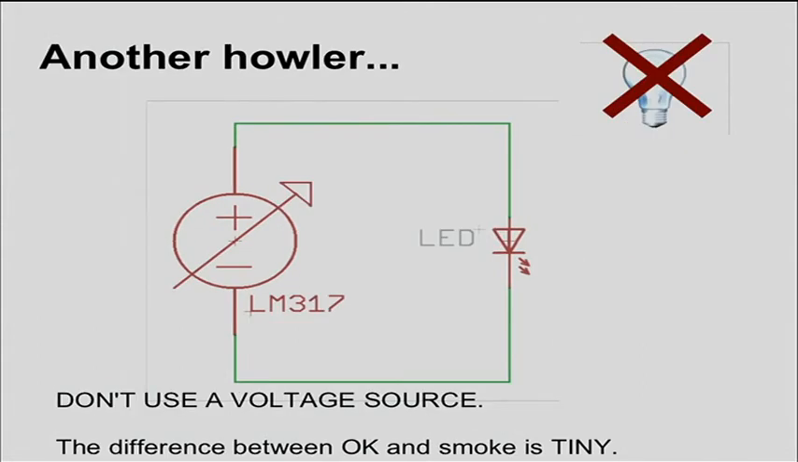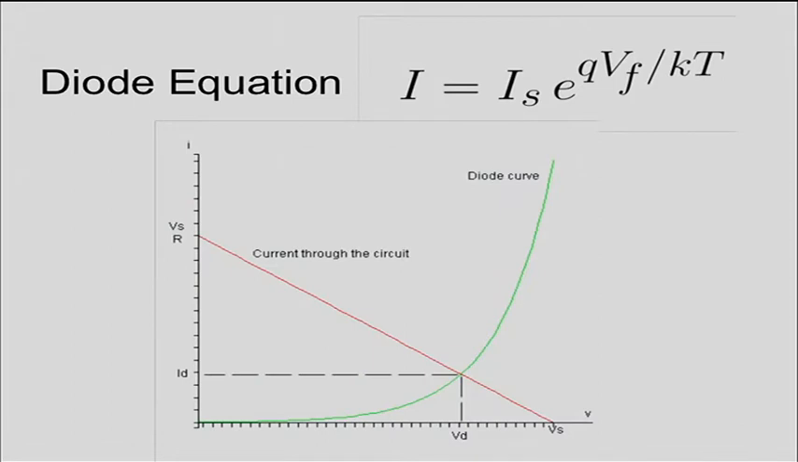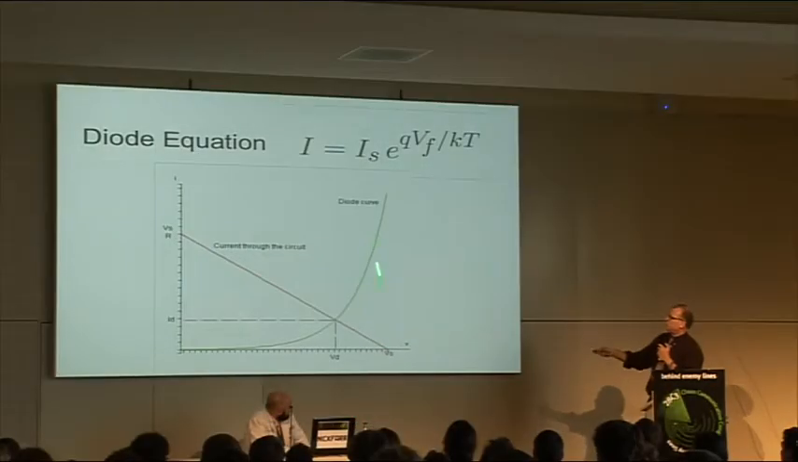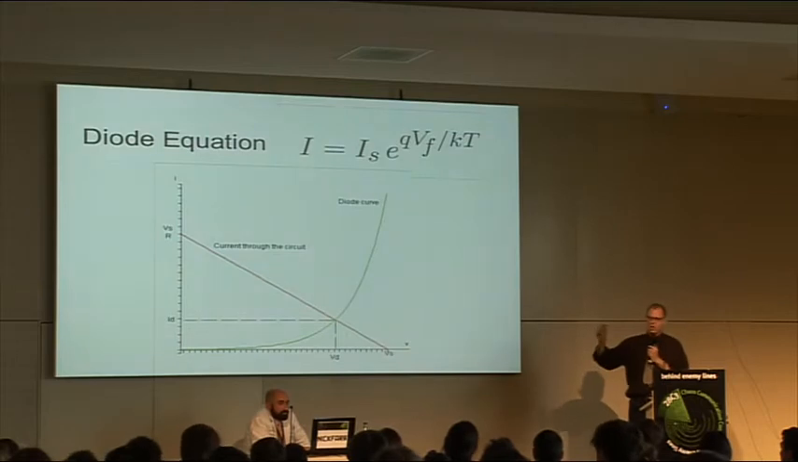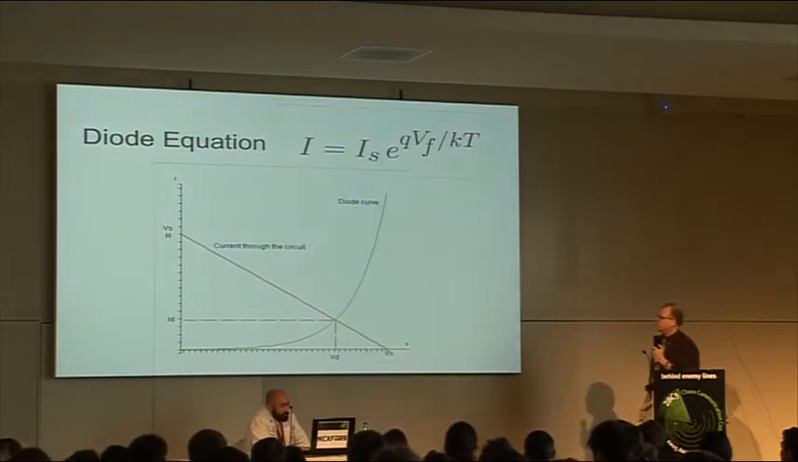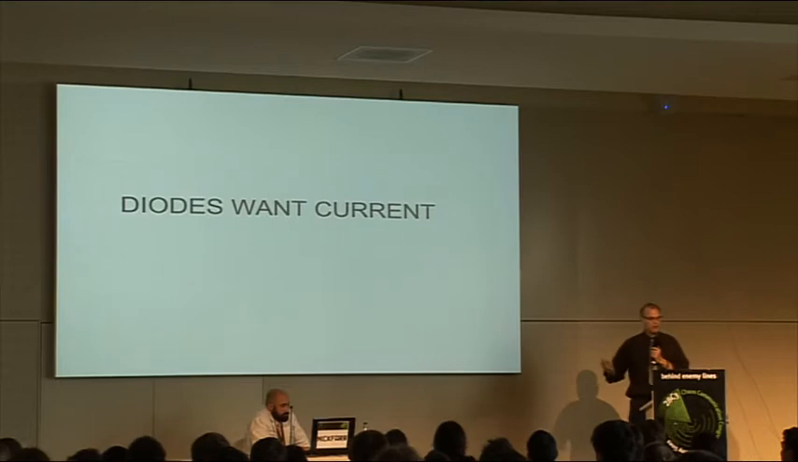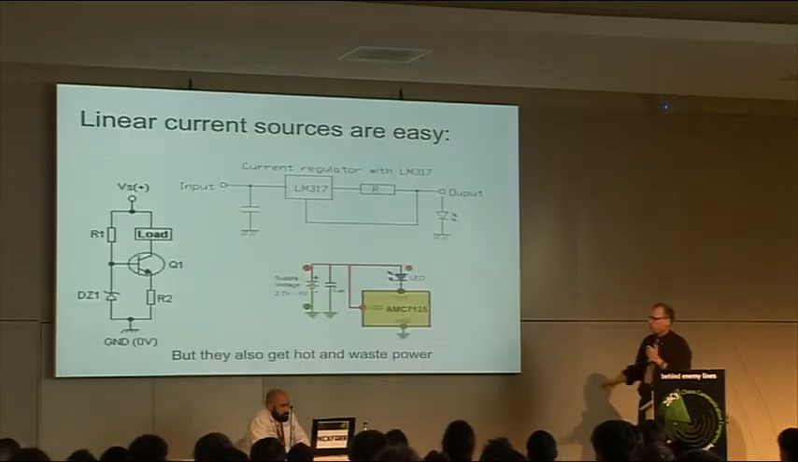Next slide, please. Okay, so this is how you don't do it, okay? People think, well, I can make a nice little adjustable voltage supply, and I'll just dial in the voltage perfectly so we'll get the right current through the LED. No, next slide, please. The reason why is because the voltage-current relationship for a diode is exponential. If you diddle around with a little voltage, you're going to get huge current swings, and that might be too much current and blow up the LED. Next slide, please. Okay, so diodes want current.